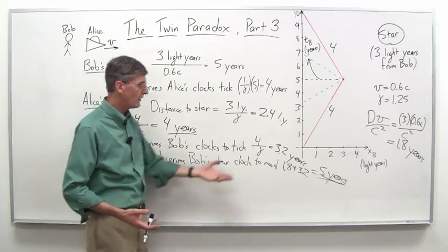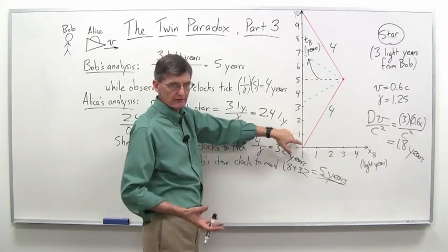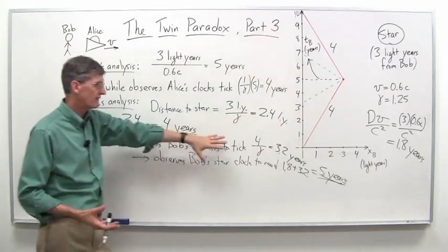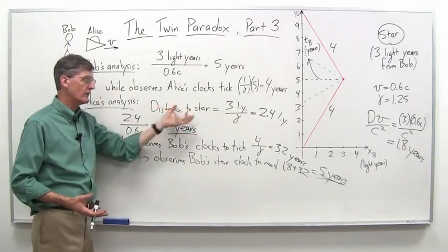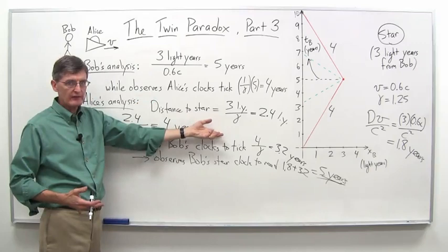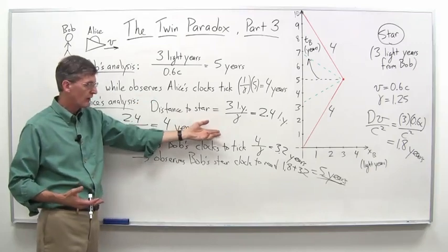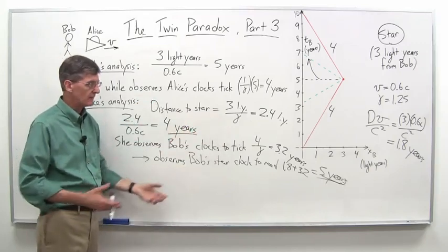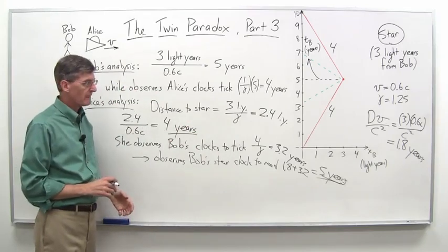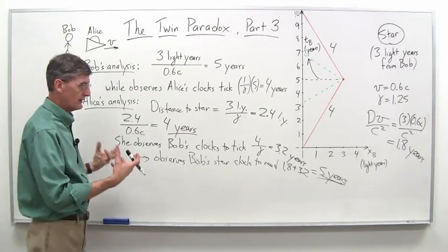In other words, Bob's analysis is fairly straightforward. He sees 10 years tick off. Alice has to take into account not only the length contraction effect, and not only the time dilation effect, she sees Bob's clocks running more slowly, but also the leading clock lag effect as she switches frames of reference there. And put it all together, though, and it makes sense.